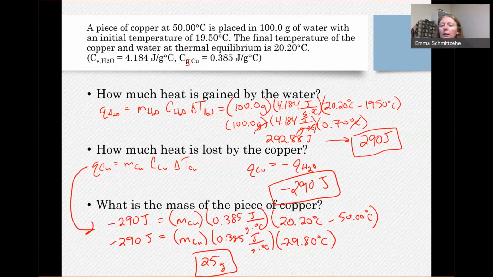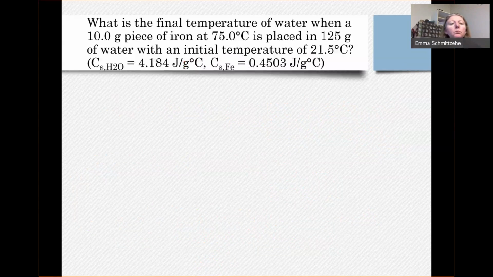Okay, let's do a couple more examples of dealing with thermal equilibrium and this heat transfer. This one says, what is the final temperature of water when a 10-gram piece of iron at 75 degrees C is placed in 125 grams of water with an initial temperature of 21.5 degrees C? And we have some heat capacities.